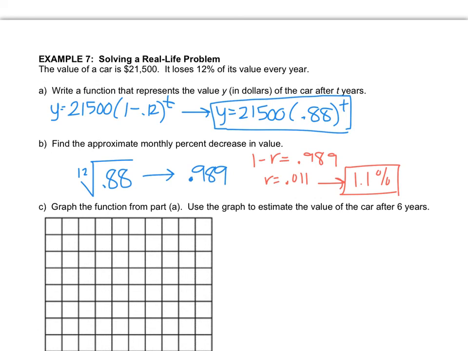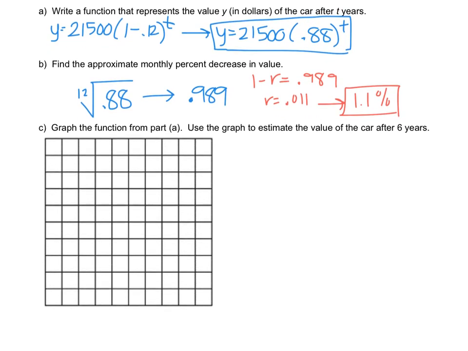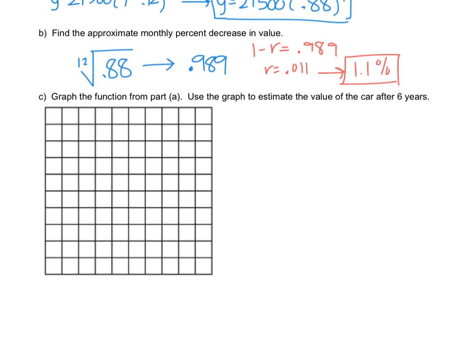In letter C, we have to graph the function and use the graph to estimate the value of the car after 6 years. Now, I know we've skipped a lot in this lesson. I've skipped over the non-essential skills, but we're going to skip letter C because I don't want to make this video longer than it needs to be. If you want to do any of those things that we skipped, you are more than welcome to, but I think you get the overall understanding of exponential growth and decay. If you have any questions, write them down and ask me when you come to class.